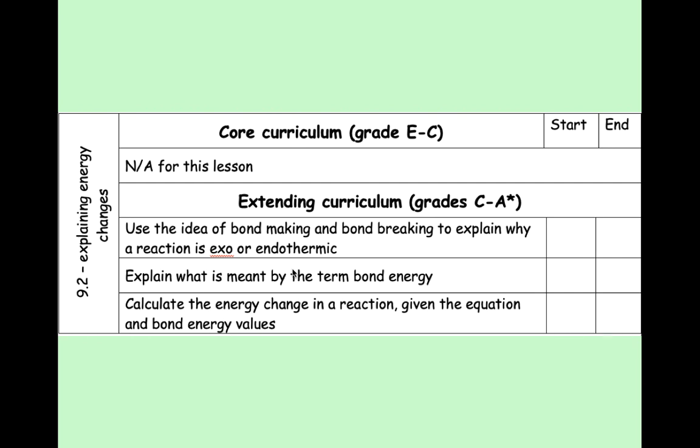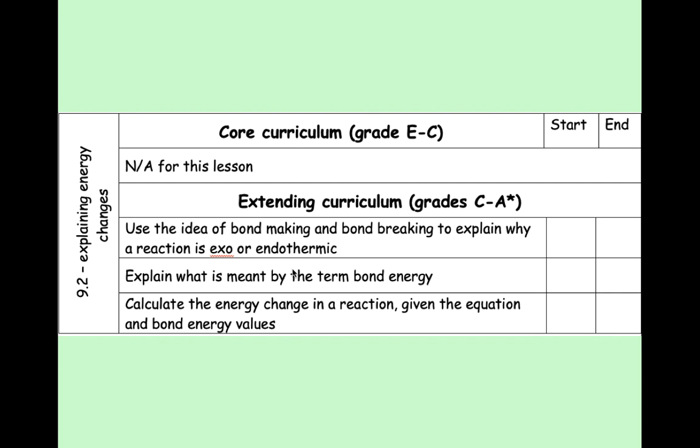So what do you need to do? For the extending curriculum, it's no good just explaining whether a reaction is exo or endothermic and looking at the basic energy diagrams. You have to be able to use this term called bond energy to do some calculations and explain why a reaction is exo or endothermic. Bond energy is just the amount of energy that is trapped as chemical energy in the bonds that hold together the atoms. So it's nothing too complicated.